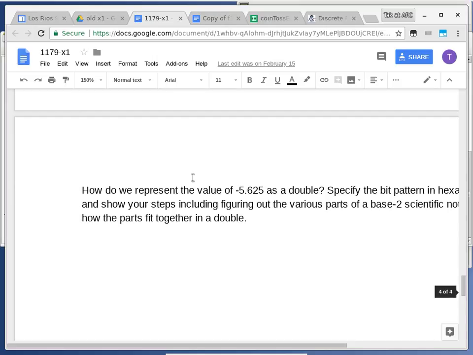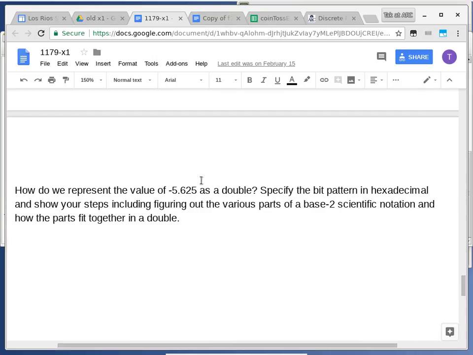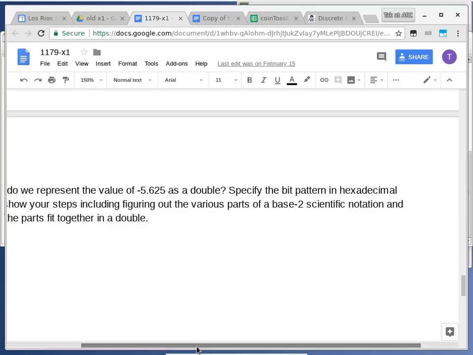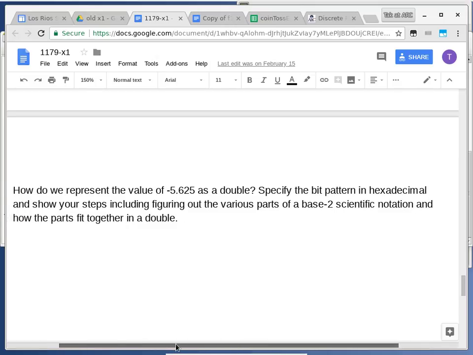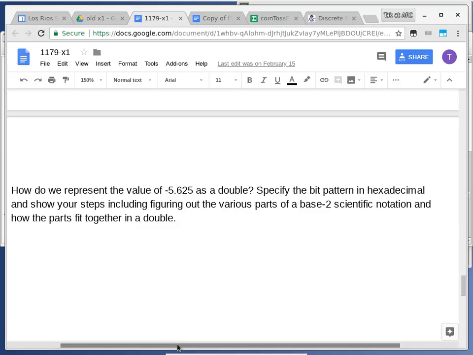All right, so question number 5, which is this one here, is asking, let me center the whole thing first. This question is asking, how do we represent the value of negative 5.625 as a double? When I say double, it is just an abbreviation of IEEE double precision floating point number format. I just don't want to have to write the entire thing. So every time I say double, in this context, it's the double precision floating point number representation. Specify the bit pattern in hexadecimal.